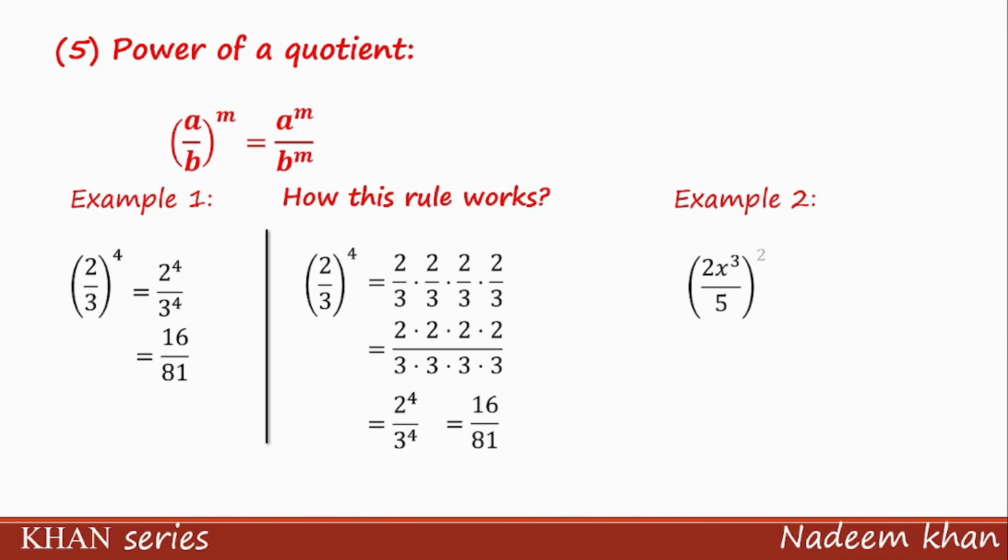Example 2. 2x to the power 3 divided by 5 whole power 2. We distribute the power to numerator and denominator, we get 2x to the power 3 whole power 2 divided by 5 to the power 2. Now again, we distribute the power to numerator, we get 2 to the power 2 times x to the power 3 whole power 2 divided by 5 to the power 2, we get 4x to the power 6 divided by 25.